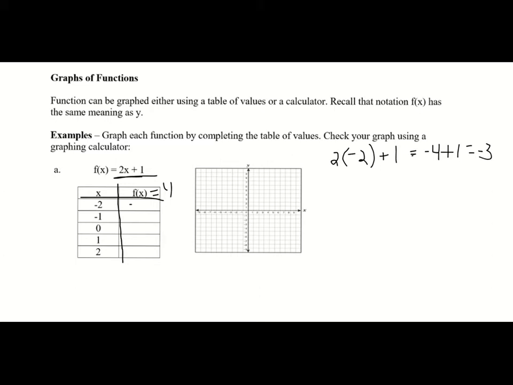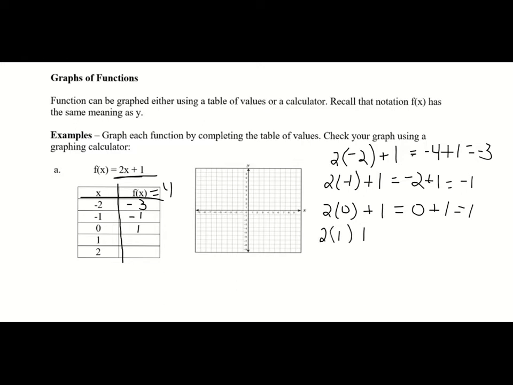So negative 3. 2 times negative 1 plus 1 is going to give us negative 2 plus 1, which is going to give us a negative 1. And then 2 times 0 plus 1 is going to give us, 2 times 0 is 0, plus 1 will give us a 1. And then 2 times 1 plus 1, and again I'm just taking my x values and plugging them in, will be 2 times 1 is 2, plus 1 is going to give me 3. And then 2 times 2 plus 1 will give me 4 plus 1, or 5.